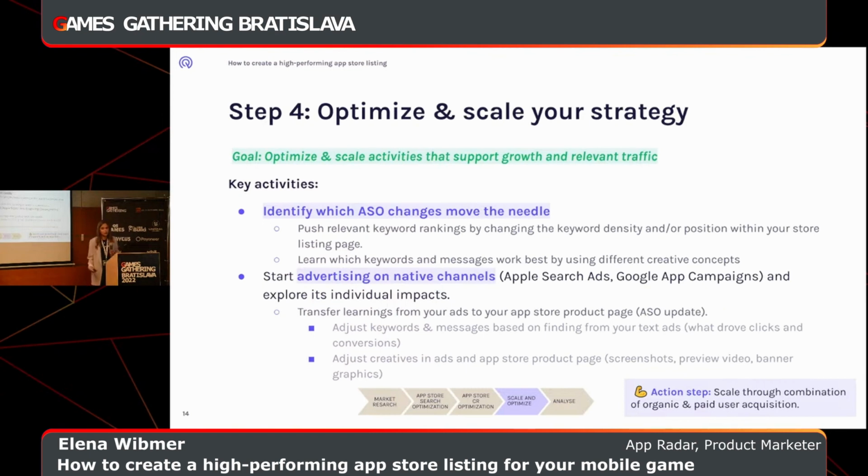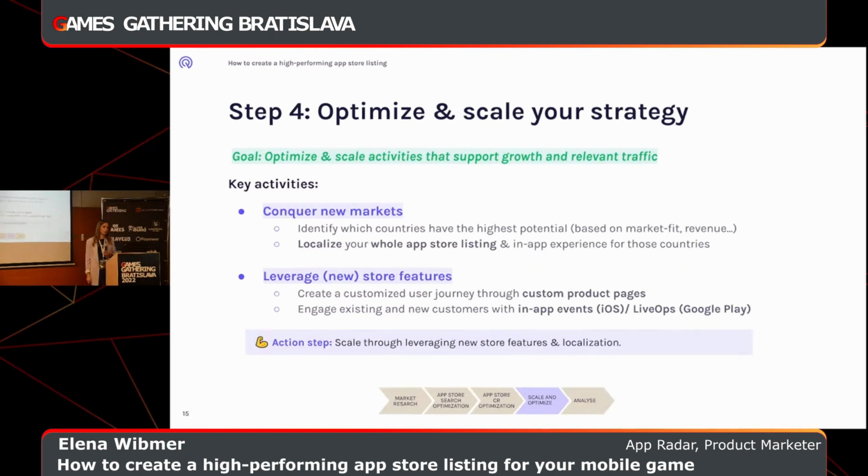And then again, try to take learnings that you gather there, and see which impact that has on your specific game. Try to push learnings from there into your organic store listing page. So if you see, for example, certain messages that drive downloads within your paid advertising, then try to see what it does if I take that message and include it in my screenshots on my organic page, for example, and really see it as a loop, I would say.